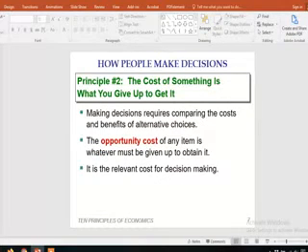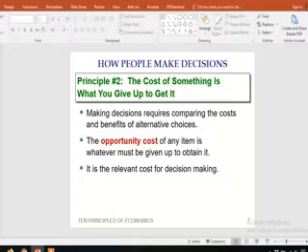At the second stage, we will discuss principle number 2: the cost of something is what you give up to get it. Like opportunity cost. If you want one apple and for that apple you must give two mangoes, that is the opportunity cost. Making decisions requires comparing the cost and benefit of alternative choices.